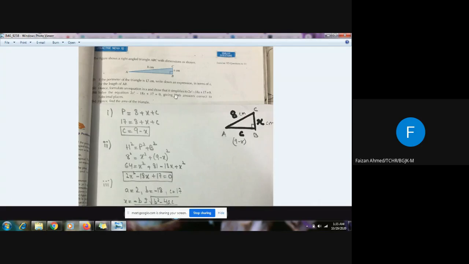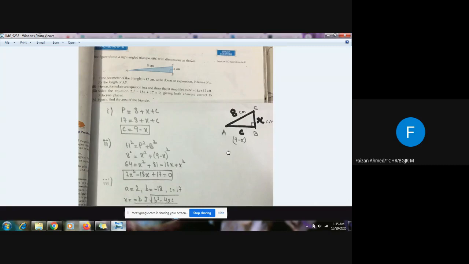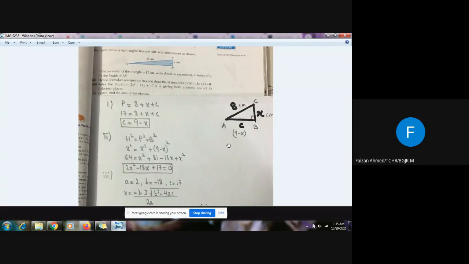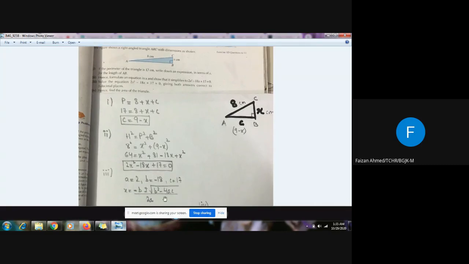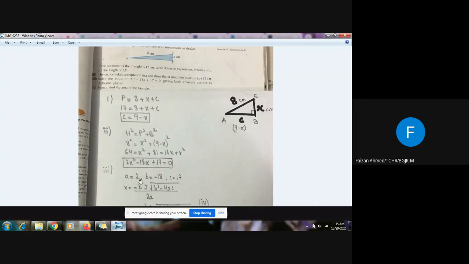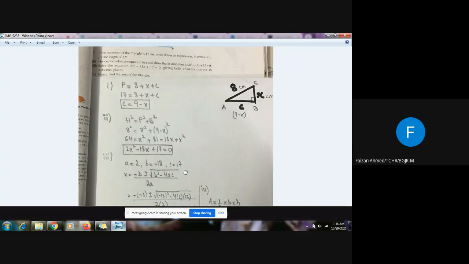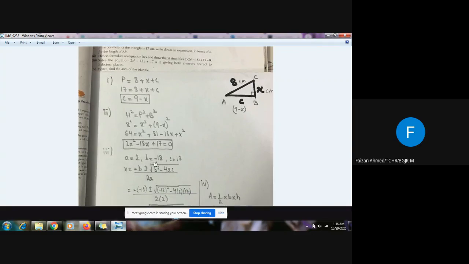In the third part, I have to solve this equation, and this is basically a quadratic equation, and I know the best method to solve a quadratic equation is the quadratic formula. So I am using the formula over here. The formula is x equals minus b plus minus square root of b square minus 4ac upon 2a, and I know that the value of a is 2, the value of b is minus 18, and the value of c is positive 17. So I just have to put the values in the formula, and since my b is negative, I will just use a bracket.